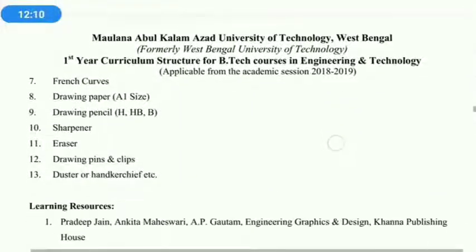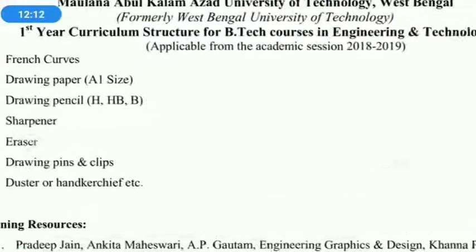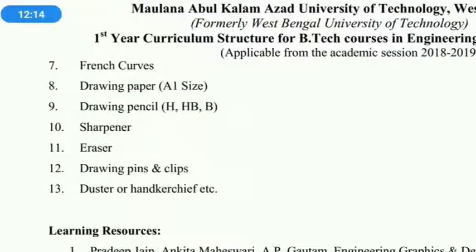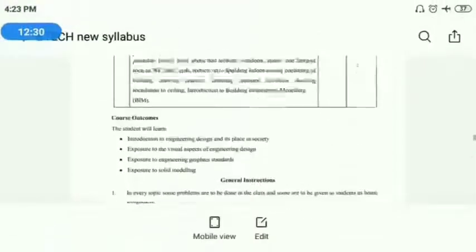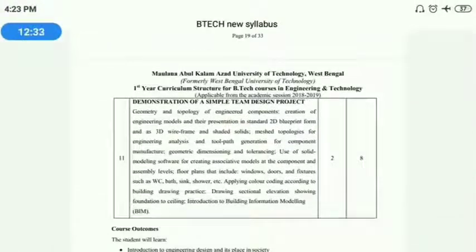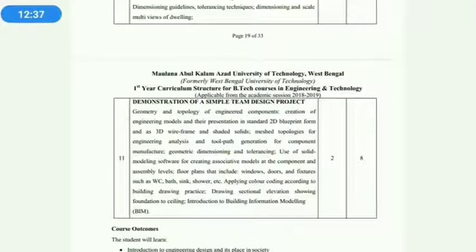Then we have French curves, and then we have drawing paper, A1 size, and we have to purchase drawing pencils as well, H, HB and B, and a sharpener and eraser as well. Then drawing pins and clips, and we also have to purchase a duster and handkerchiefs, etc. So this is all about the basic syllabus portion that we are going to cover in this particular subject.